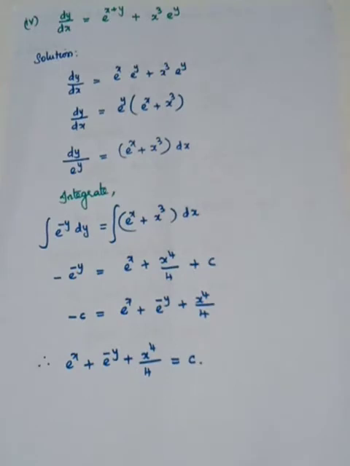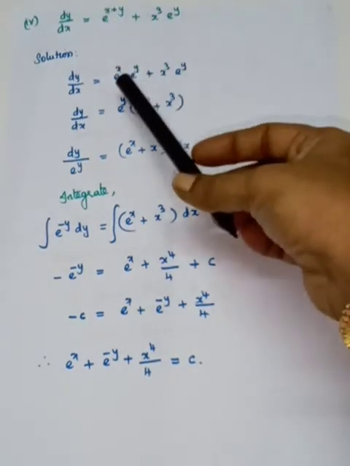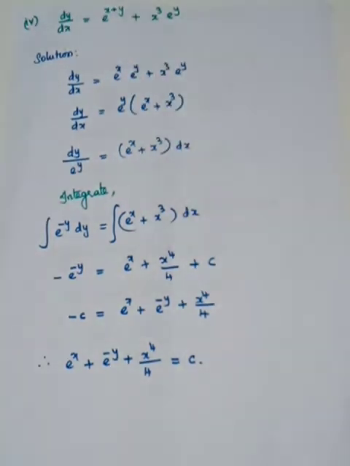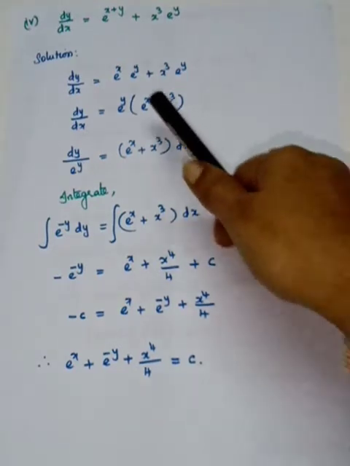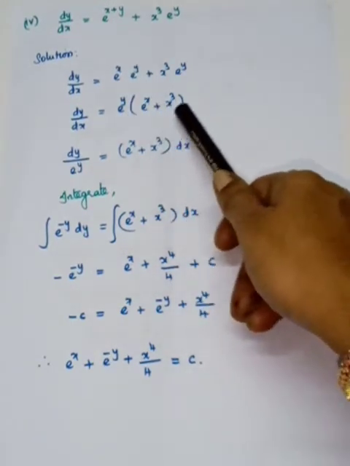Coming to the fourth subdivision, dy by dx is equal to e power x plus y plus x cube into e power y. So first e power x plus y has to be written. Since the power is an addition, we can write this as e power x into e power y plus x cube e power y. From these two terms e power y is common. If you take it out, it is e power x plus x cube.